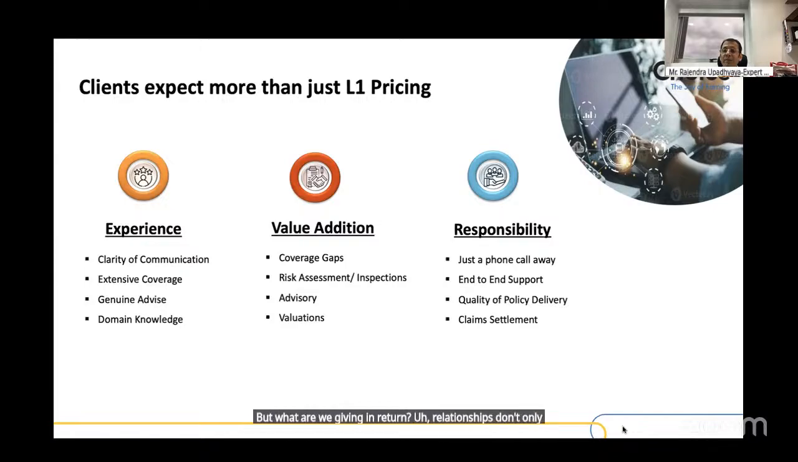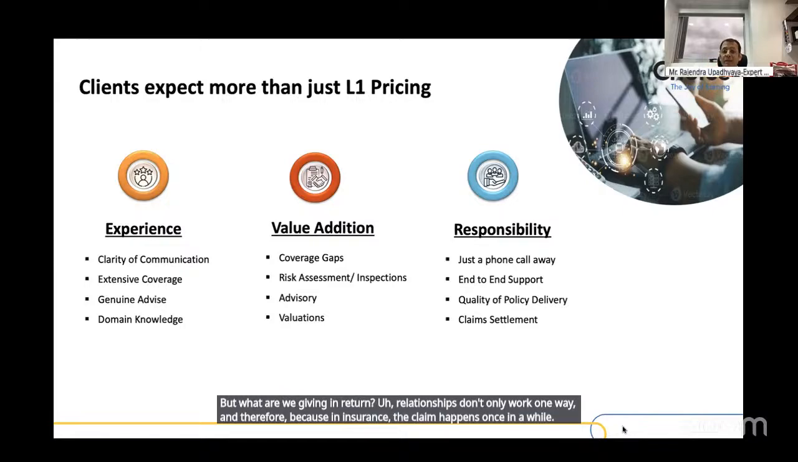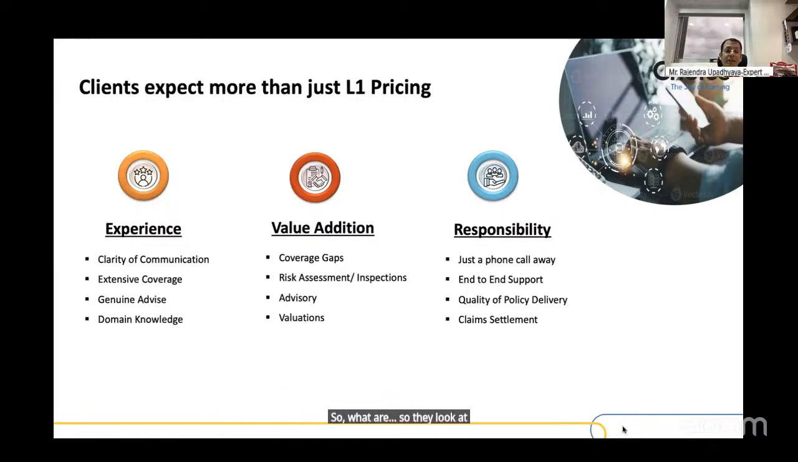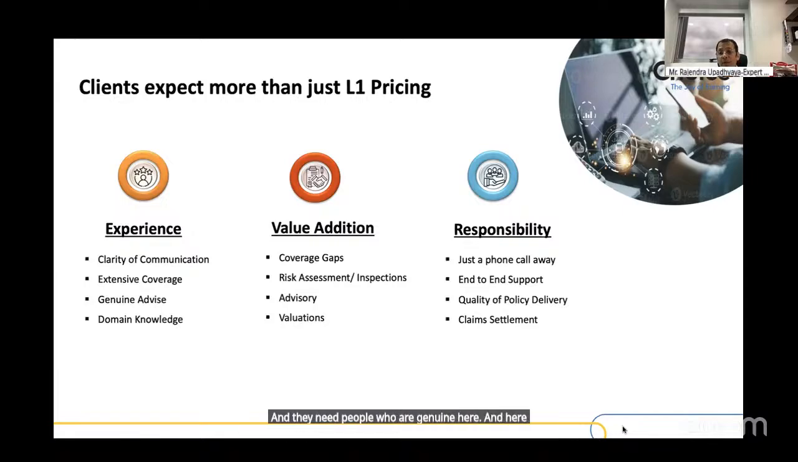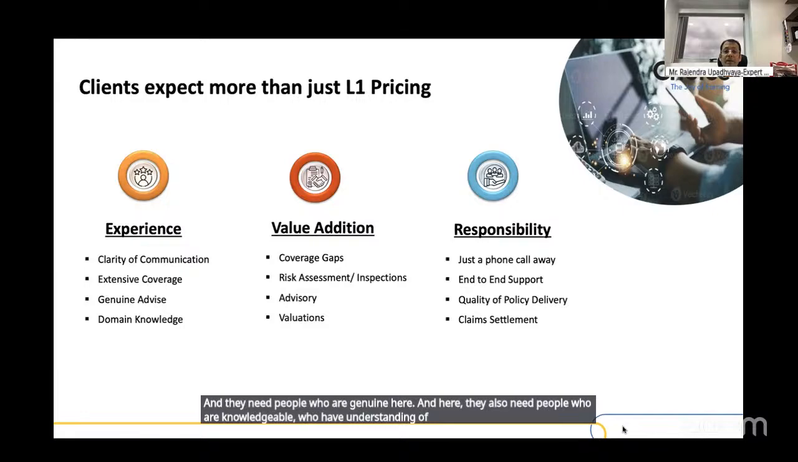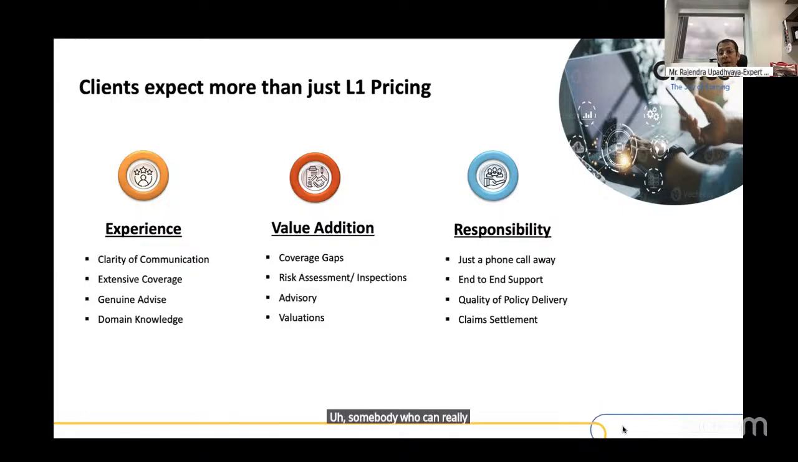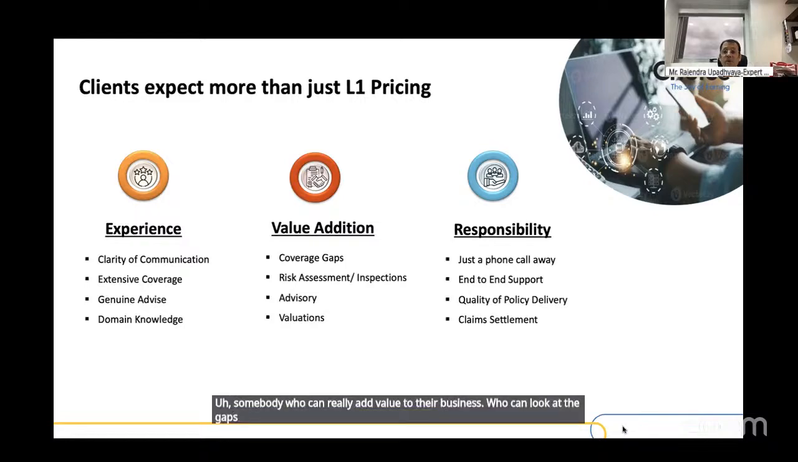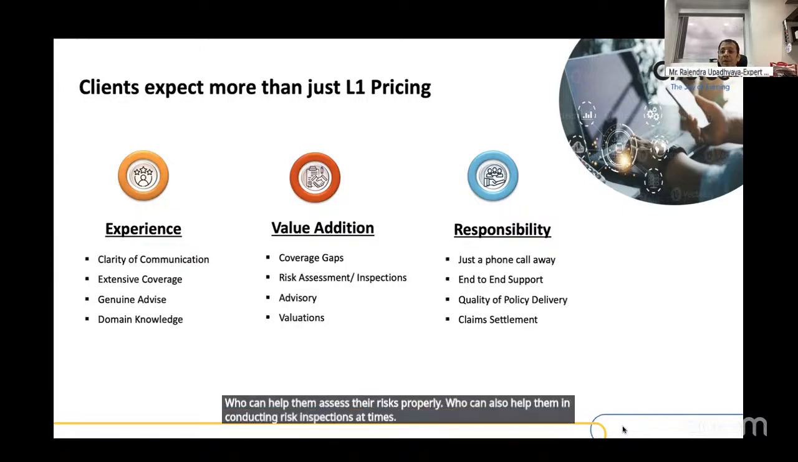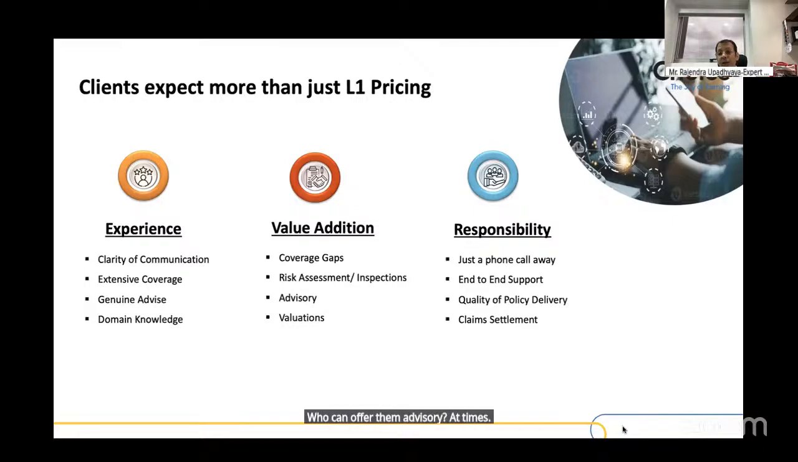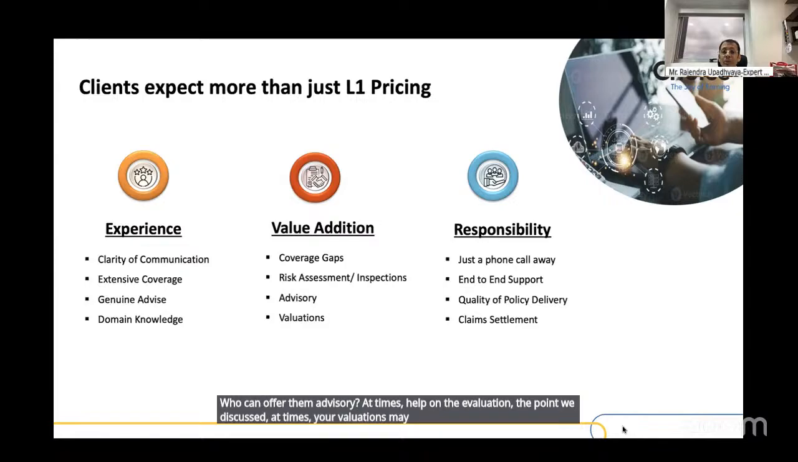Relationships don't only work one way, and in insurance the claim happens only once in a while. So they look at your genuineness, because this is a product which comes when you are under some stress, and they need people who are genuine here. They also need people who are knowledgeable, who understand the domain, somebody who can really add value to their business, who can look at the gaps, who can help them assess their risks properly, who can help in conducting risk inspections at times, offer advisory, and at times help on valuation, the point we discussed. At times your valuations may not be adequate or right.